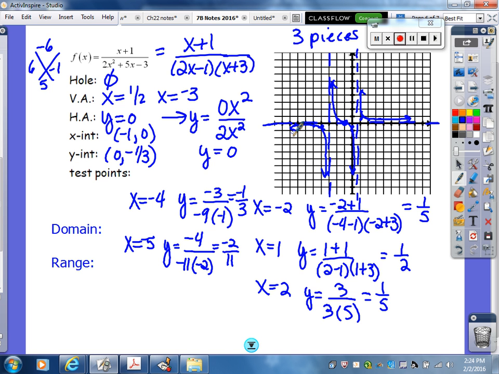Let's finish this up with domain and range. For the domain, I don't have any holes, but I do have asymptotes. So x cannot equal 1/2, and x cannot equal negative 3. And my horizontal asymptote is y equals 0, so y cannot equal 0. So my domain is all reals but 1/2 and negative 3, and my range is all reals but y cannot equal 0.